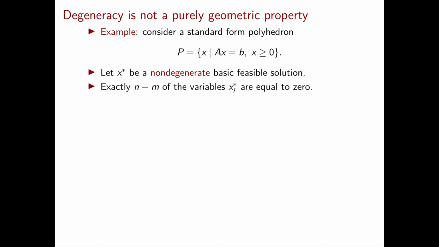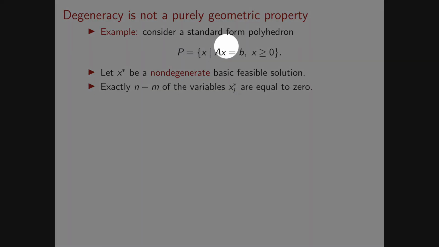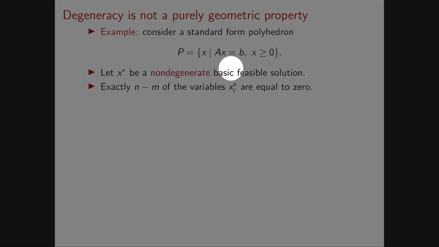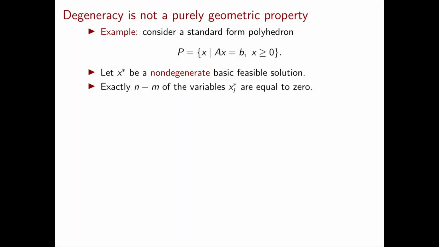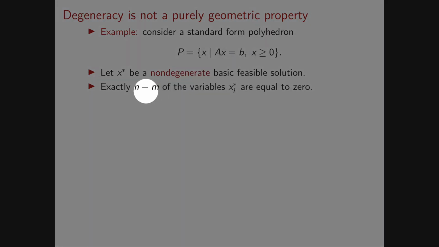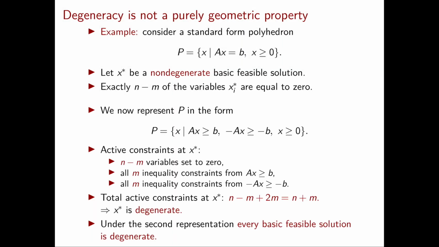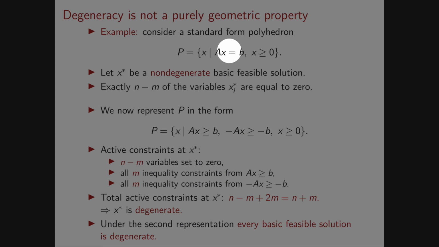So here we have our standard form polyhedron P given by, as always, Ax equal to b, x greater than or equal to 0. Let's say that x star is a non-degenerate basic feasible solution. This means that we have exactly n minus m of the variables xi star that are equal to 0. Now I'm going to write P in a different form, which is no longer, by the way, in standard form. In order to do that, I simply split every equality constraint into the two inequality constraints greater than or equal to and less than or equal to.